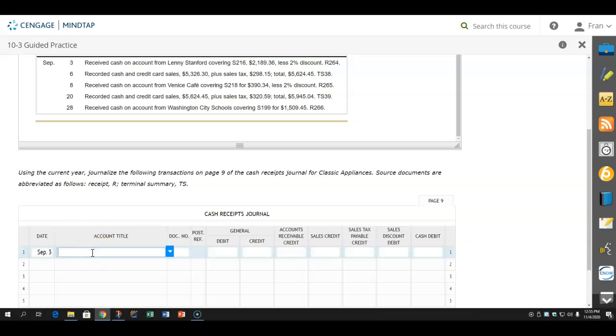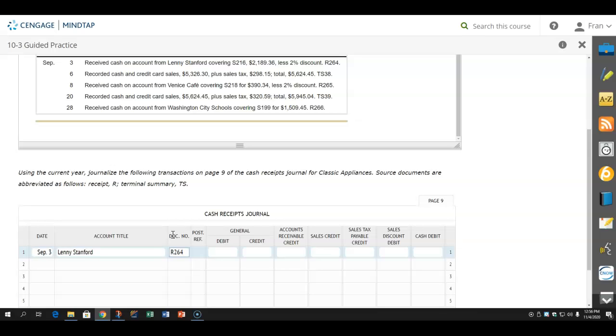All right, so we start out receiving cash on account from Lenny Stanford. So of course what we're going to type in here is Lenny Stanford, because he's going to owe us some money, so we have to know which ledger to put it in later. And we have two types of source documents for the cash receipts journal. Either we're going to have a receipt or a terminal summary, and these two things are talked about down here in the directions. So this is a receipt.